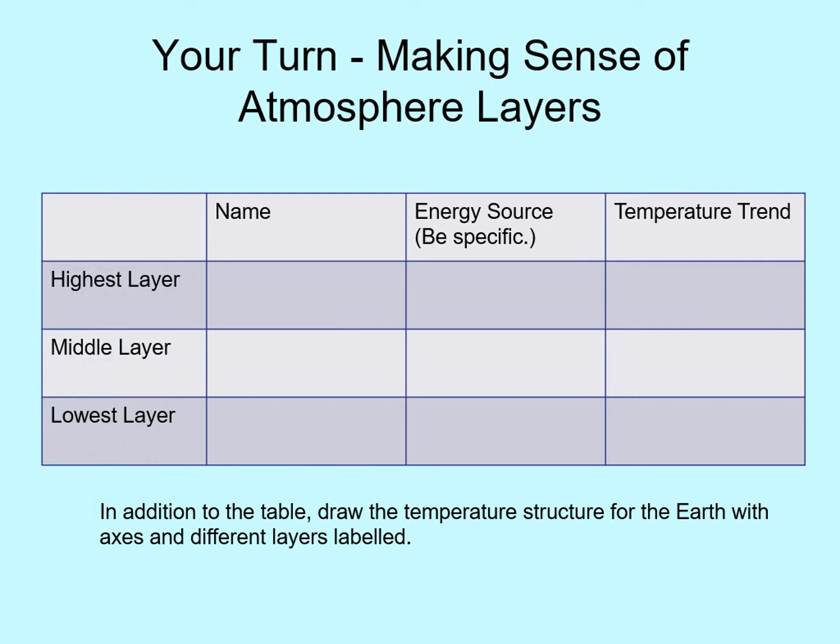Here is another table to fill in. This time, it looks at the different layers in a planet's atmosphere. In this case, you should also create your own graph of the temperature structure for the Earth. Remember, this is a graph showing the temperature at different heights in the atmosphere. Make sure you label the axes and the different layers in the atmosphere.